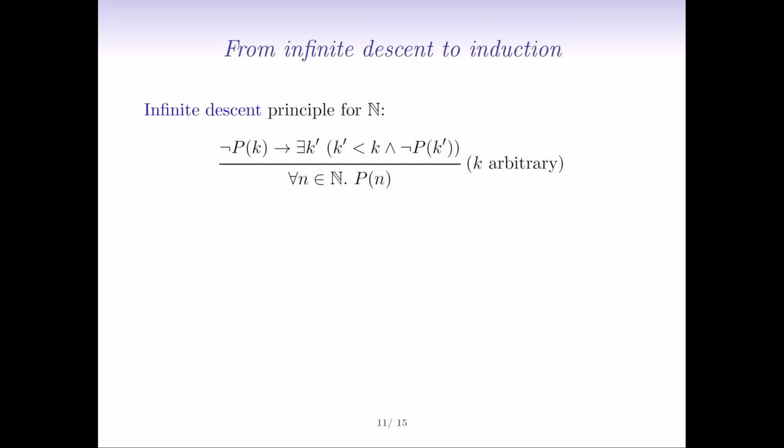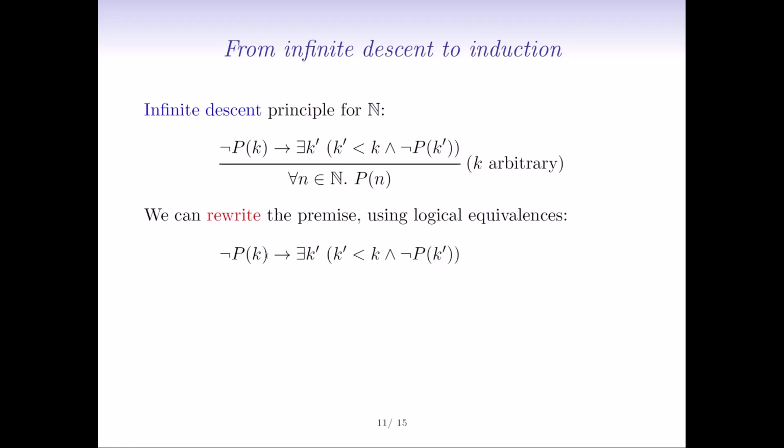Okay, so here I've written again the infinite descent principle for the natural numbers. To show that P is true of all numbers, it's enough to show that the existence of a counterexample, not P of k, implies the existence of a smaller counterexample: there exists k prime such that k prime is less than k and not P of k prime, where k is an arbitrary number. Now, let's just take the premise of this rule and rewrite it using some logical equivalences. So we're just going to use the propositional and first order logic equivalences that we've seen in previous lectures.